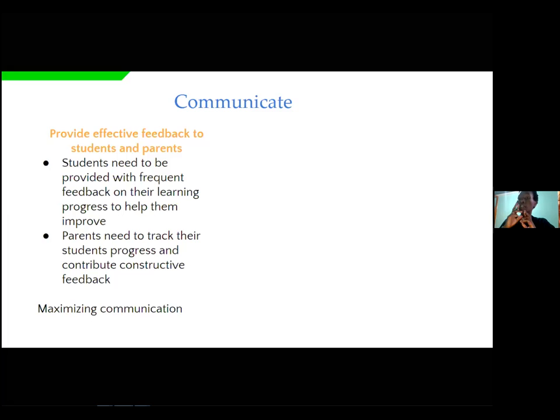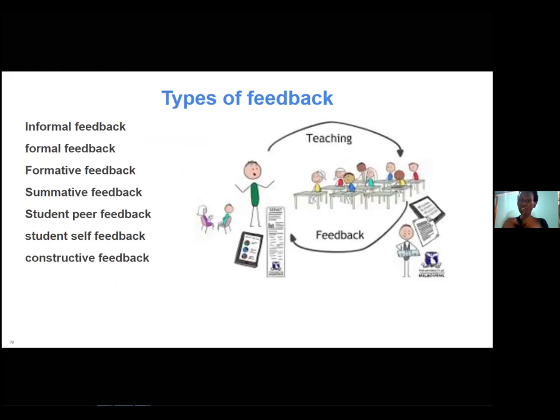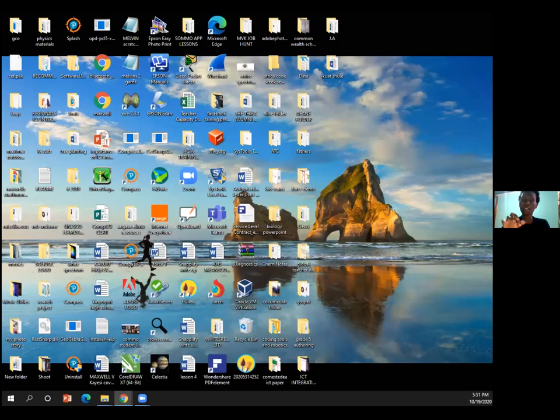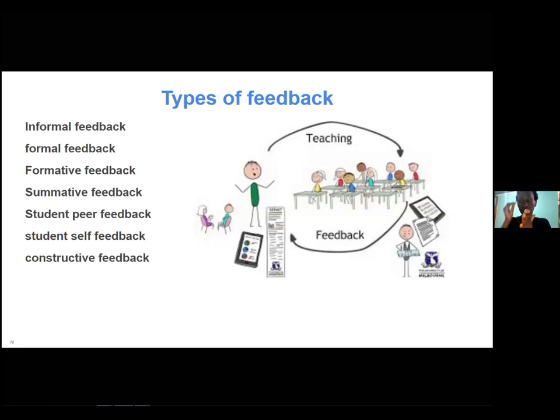And that takes us to the types of feedback that we can be able to expose our learners to. There are quite a number of types of feedback. Informal feedback and formal feedback, I've briefly touched on them in the previous slide. Formative feedback, summative feedback, student peer feedback, and student self feedback. And finally, we shall look at constructive feedback. Remember, it is your duty to facilitate learning. But in so doing, use feedback to improve your instruction strategy.